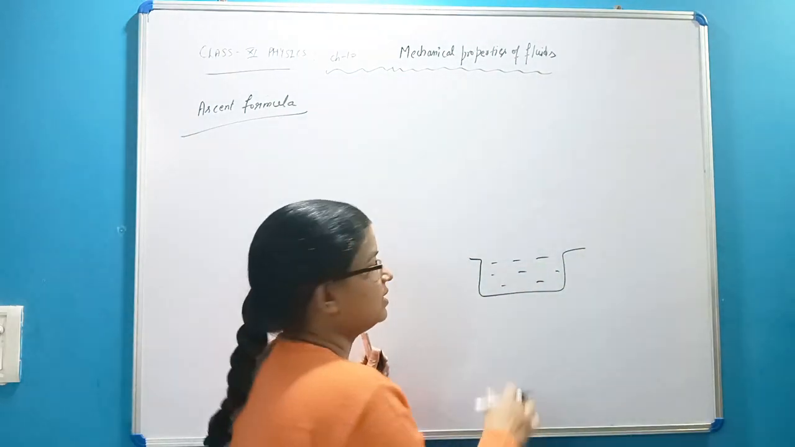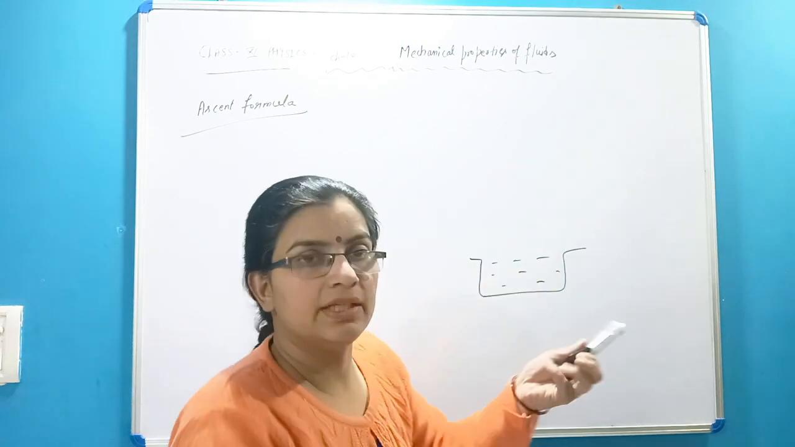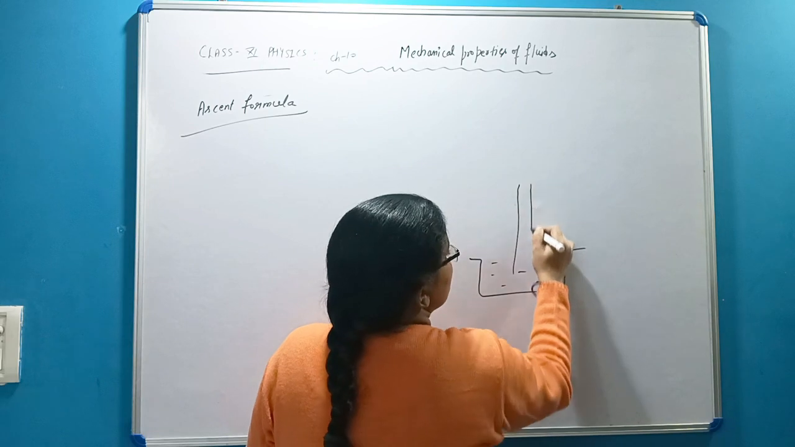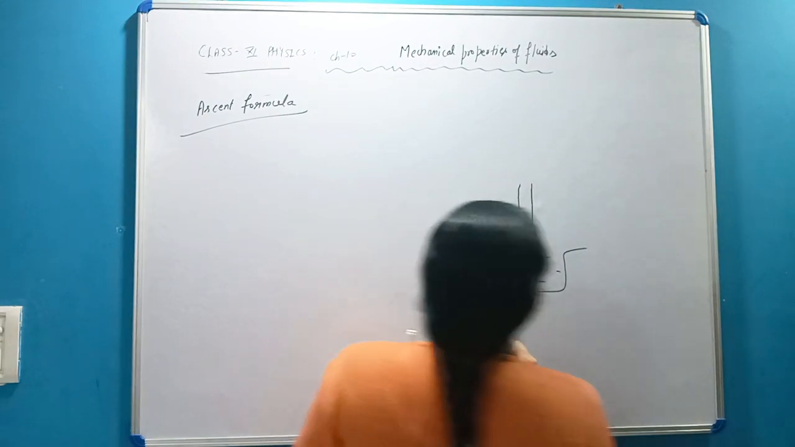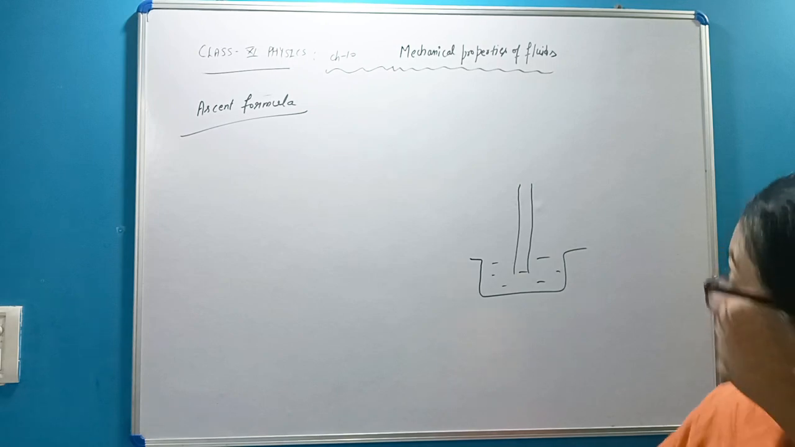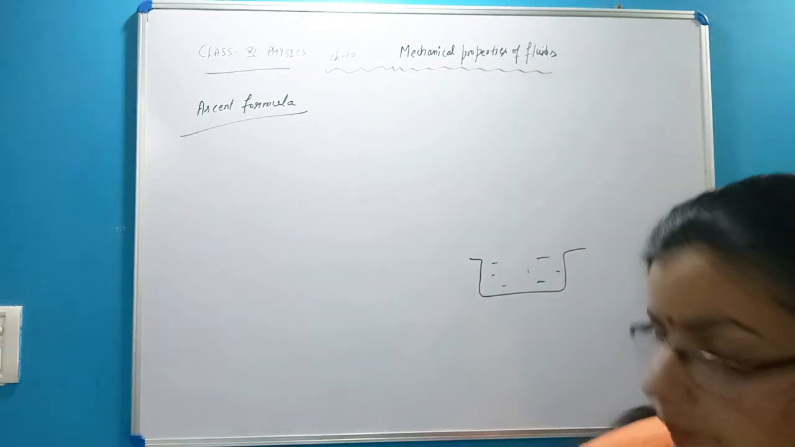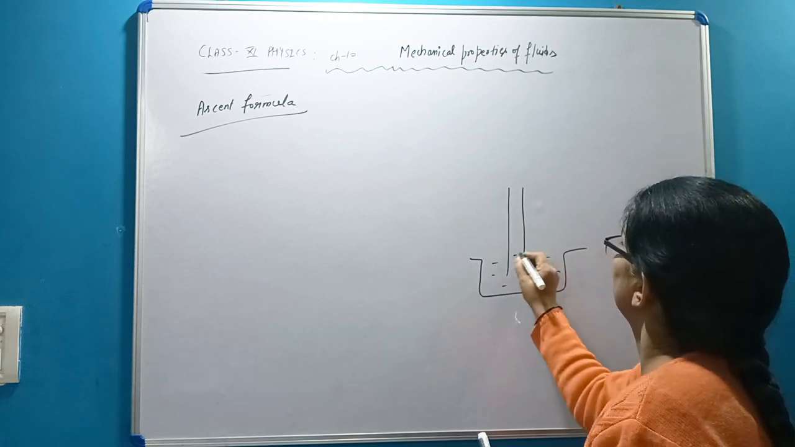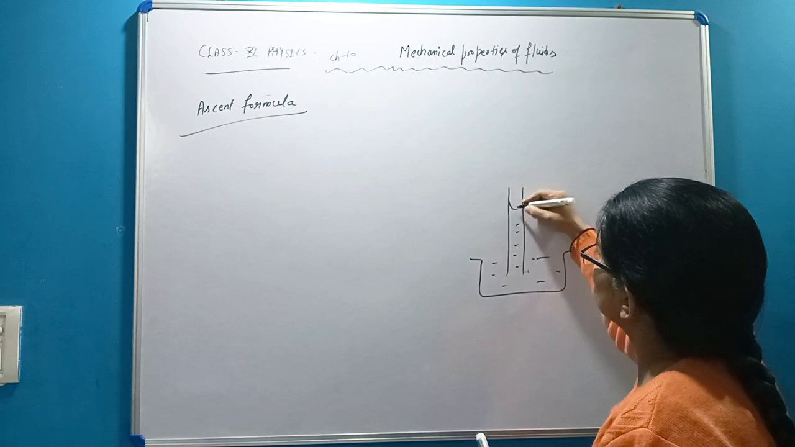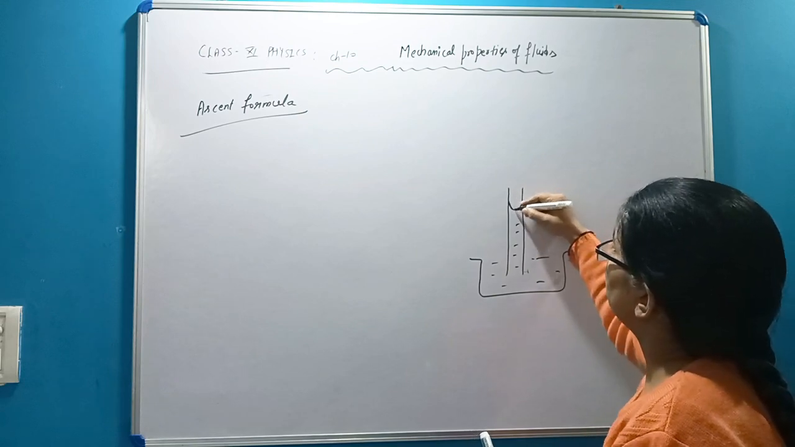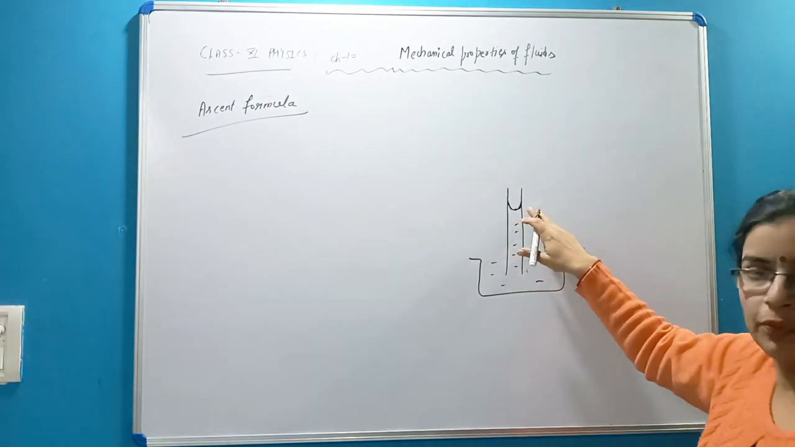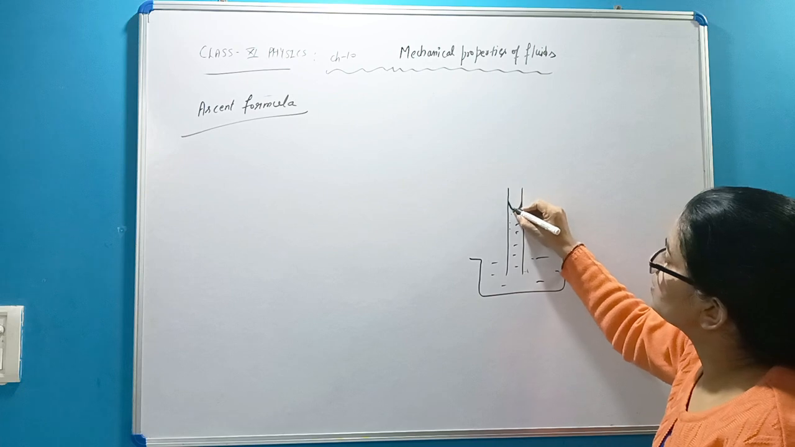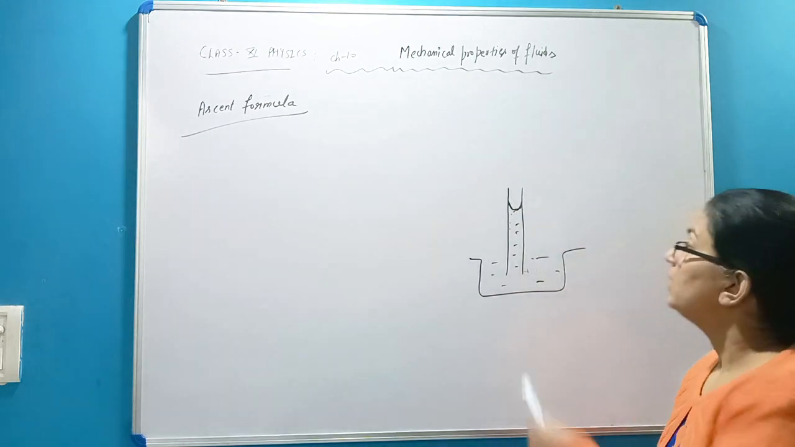in which liquid is there. I am putting a capillary tube here. So the liquid rises up, as the liquid wets the walls of this capillary tube. Because the liquid rises up, the shape is concave.